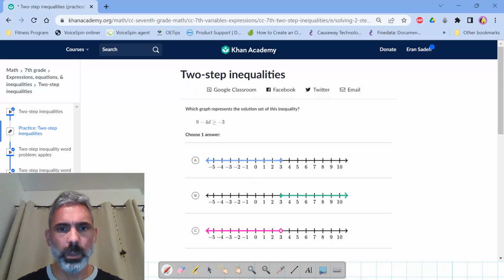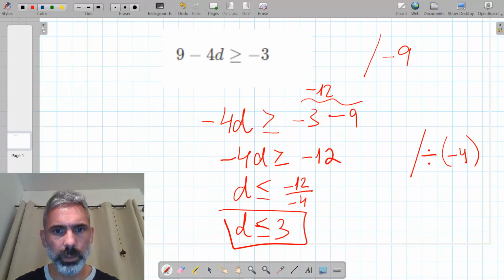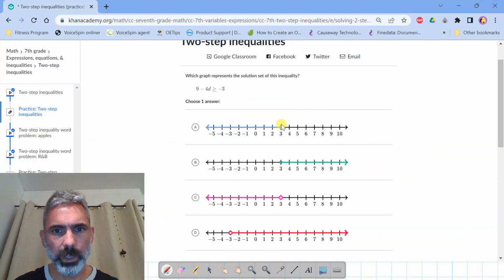Okay, so which of these options shows us, okay, so all the numbers have to be smaller than 3, and 3 is included in the set, so here A shows the correct option because the set includes 3 and all the numbers are less than 3.